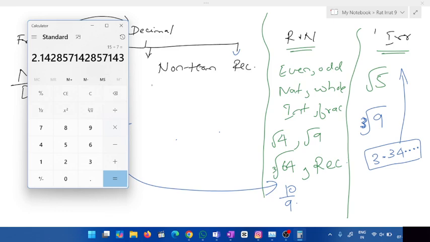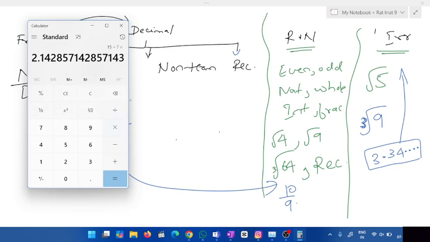Okay, let me write this. What's the answer for 15 divided by 7? What kind of number is this? Non-terminating. No, not non-terminating. Check again, student. It is not non-terminating. Check if any combination is getting repeated.